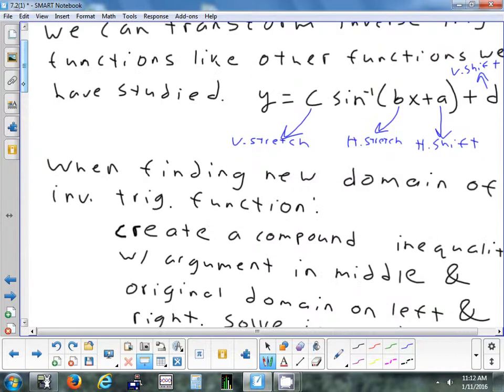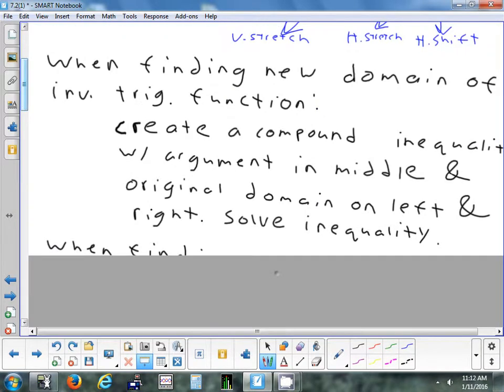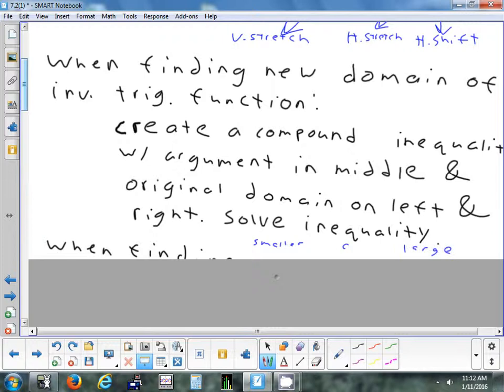Take your argument, which is bx plus a, put that in the middle, and then put the original domain on the left and on the right. I usually put them in this order: smaller, larger, argument, and then I can fill in my less than or equal tos or less thans. You always want to have them point towards the smaller. So if you want to switch smaller and larger, then you have to flip your signs as well.